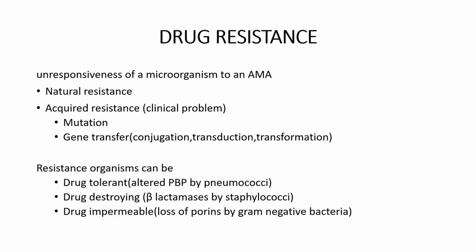So the resistant organism becomes either drug tolerant, for example, altered penicillin binding protein in pneumococci, or it can be drug destroying, for example, staphylococci producing beta lactamases which destroy the beta lactam antibiotics, or drug impermeable, for example, gram negative bacteria that lost the porins which aid in the action of antibacterial agents like aminoglycosides.